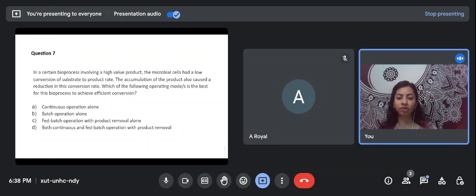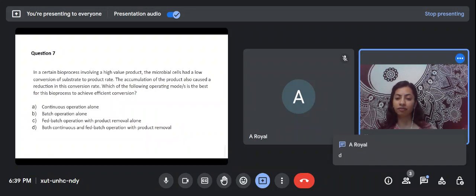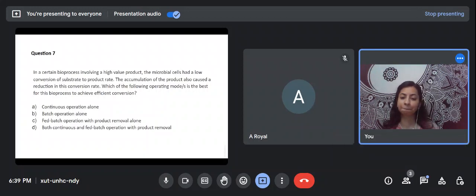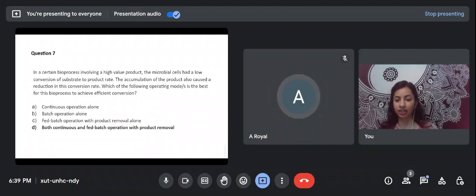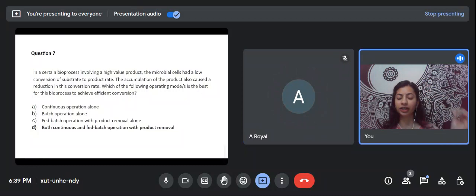Okay, so with respect to these two pieces of information that have been given to you, which of the following modes of operation do you think is best? Is it a continuous operation, batch operation, fed batch operation with product removal, or both continuous and fed batch operation with product removal? D, ma'am? Yes, the answer is D. So it can be both continuous.